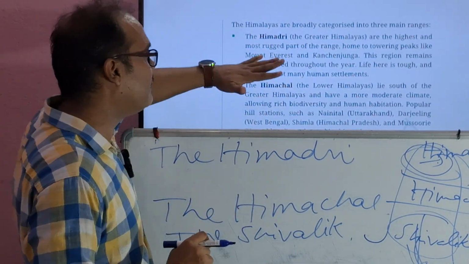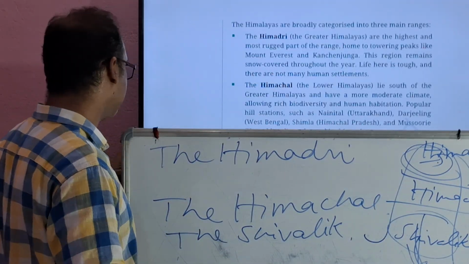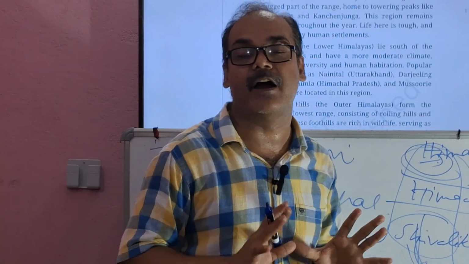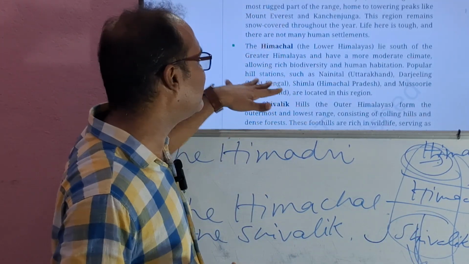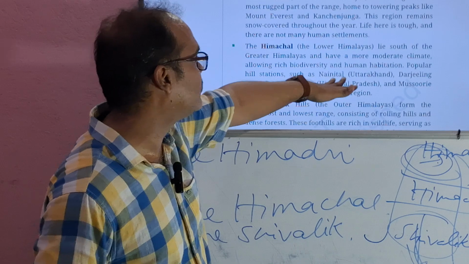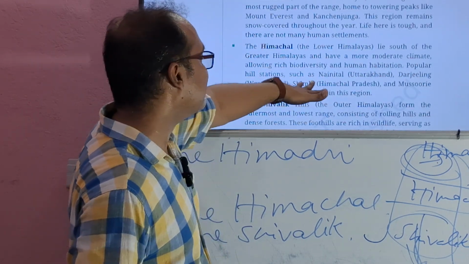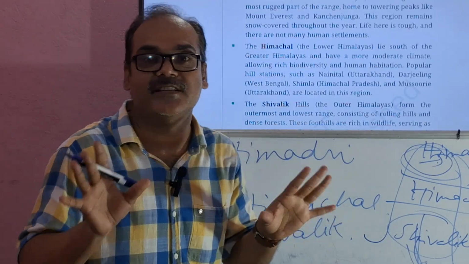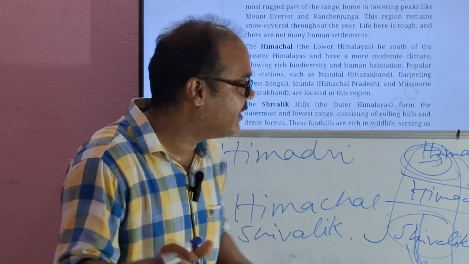Now, Himachal, the lower Himalayas, they lie south of the greater Himalayas and have a more moderate climate, allowing rich biodiversity and all the hill stations. You can see here popular hill stations such as Nainital, it is in Uttarakhand, Darjeeling, West Bengal, Simla, Himachal Pradesh, and Mussoorie, Uttarakhand. All these are located in the Himachal area, right?